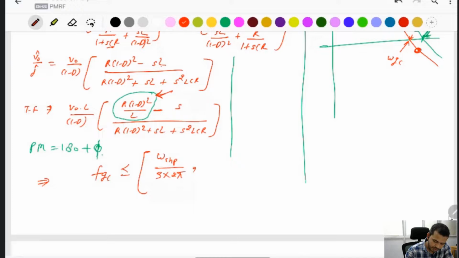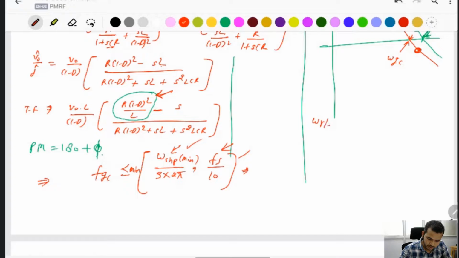Here, take the minimum of 10 times or 5 times the switching frequency, and the base minimum. If this one is minimum, then take this; if that one is minimum, then take that. You will find omega RHP. This one is R(1 minus D) squared divided by L. Calculate this.